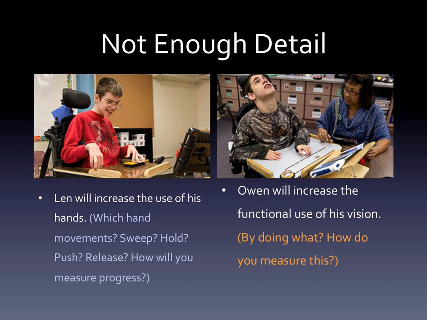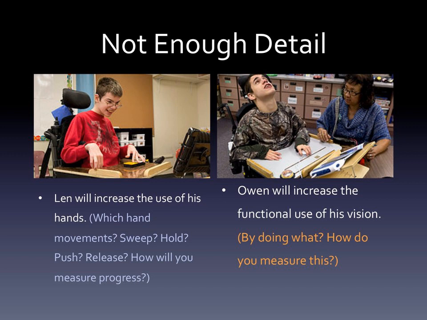And the same holds true for other areas such as vision. For example, if we write an objective such as Owen will increase the functional use of his vision, now what does this actually look like for the student? What might he actually do where we can measure progress? Perhaps he needs to use his vision with his hands for a longer period of time.